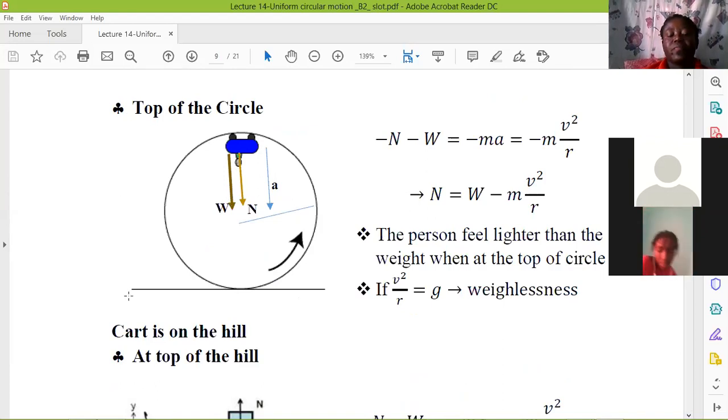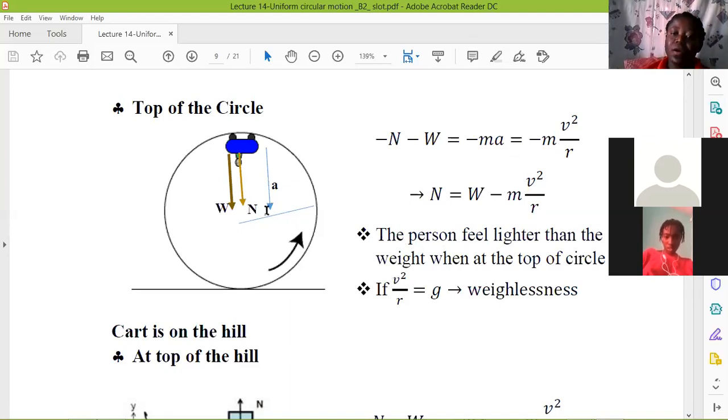Okay, from our previous example, we take the normal force as positive when it points upward. So if you use Newton's second law again and sum up all the forces, then the normal force is equal to the weight minus the mass times the acceleration. So when you are at the top, you feel lighter than when you are at the bottom of the circle.